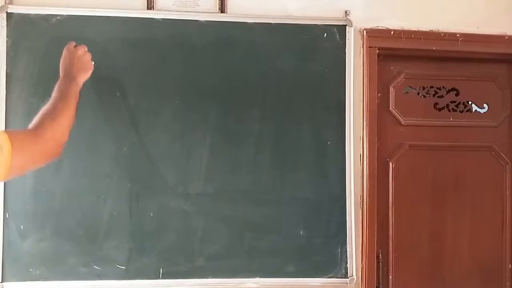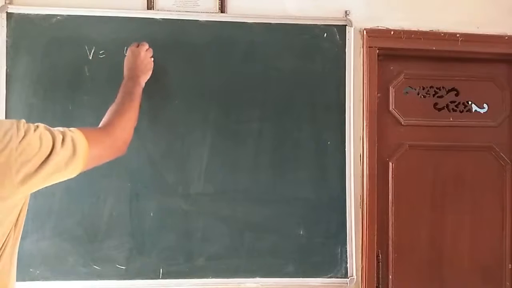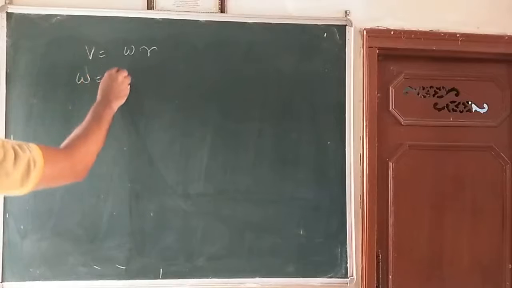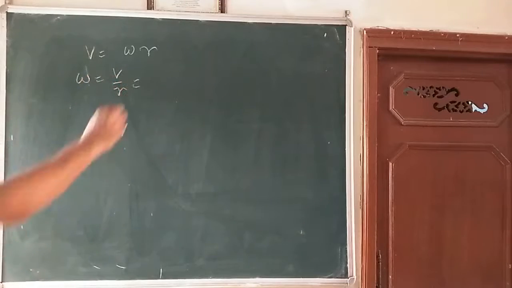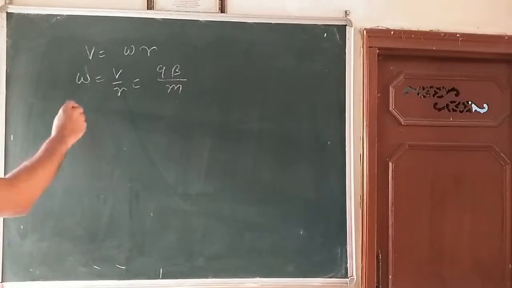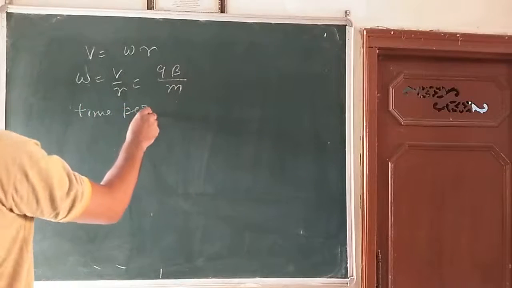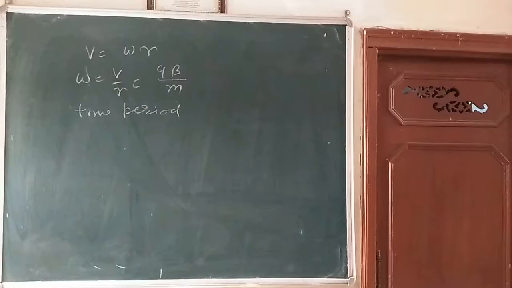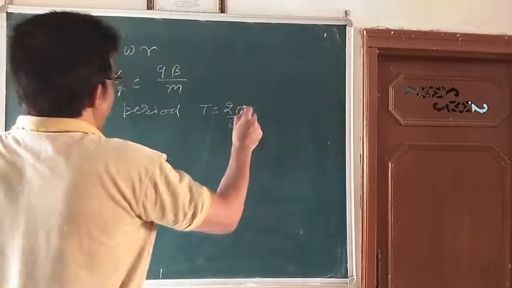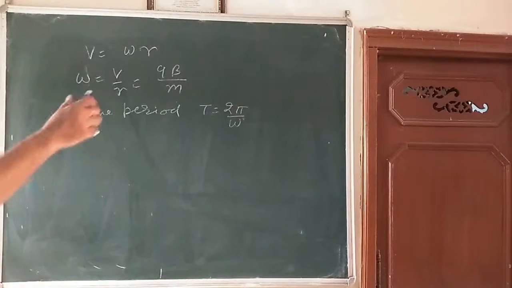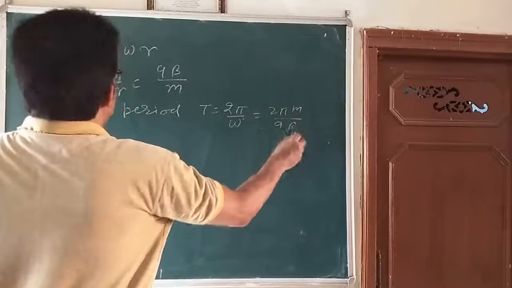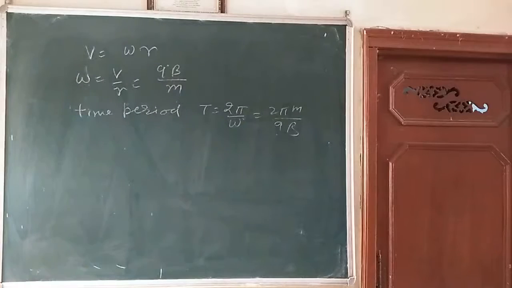So for a uniform circular motion, we know the formula v is equal to omega r. So the angular frequency of a circular motion would be omega is equal to v by r, and that is equal to qB by m. So what will the time period be? The time period would be T is equal to 2 pi by omega. We know all these formulas; in 11th class we have seen. So that is 2 pi by omega, which is equal to 2 pi m by qB. Put in this omega, and you will get it like this.